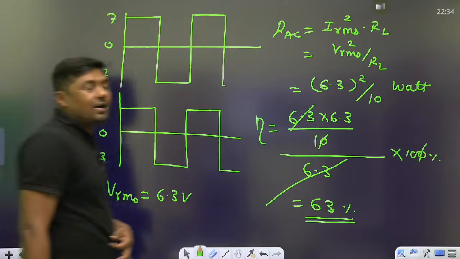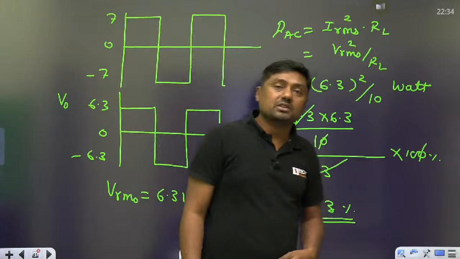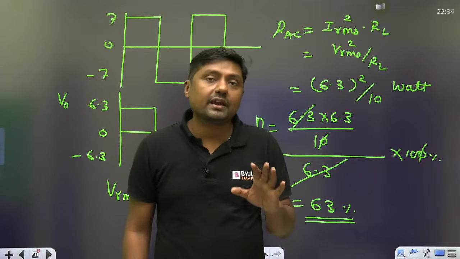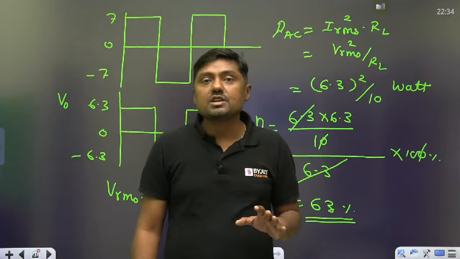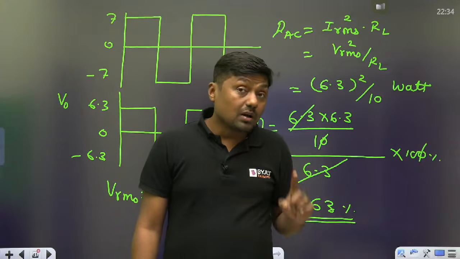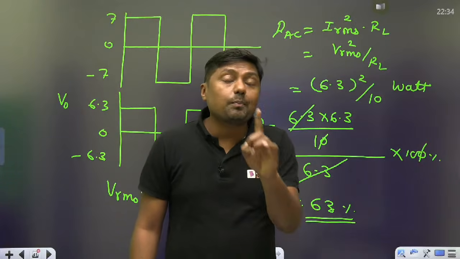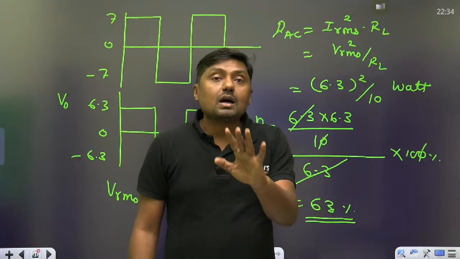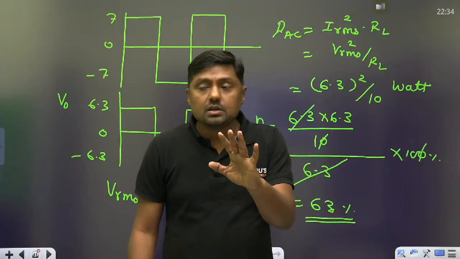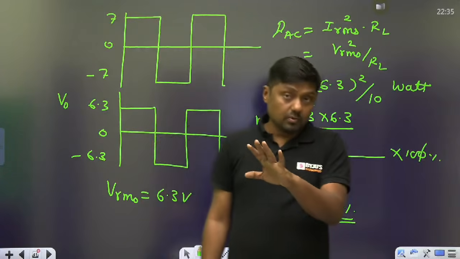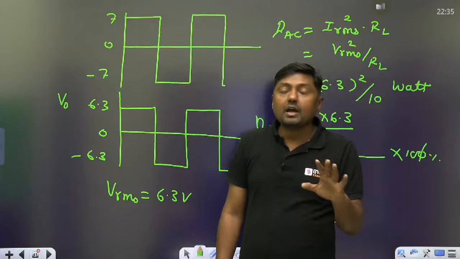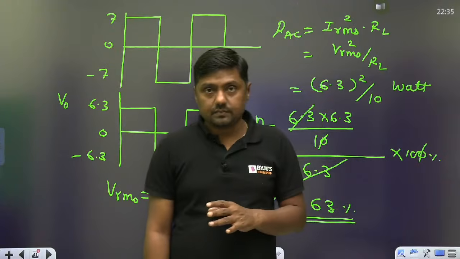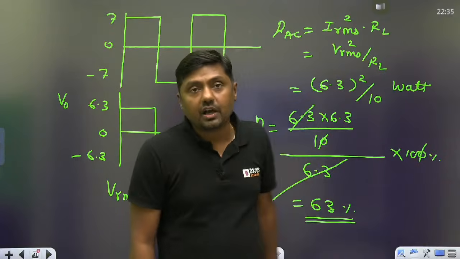No. If the efficiency is more than 50%, that is the 78.5%. Actually, it is the maximum efficiency of Class B. And for Class A transformer coupled, it is 50% maximum. And for Class A direct coupled, 25%. And for Class C, the efficiency is very high. Okay.